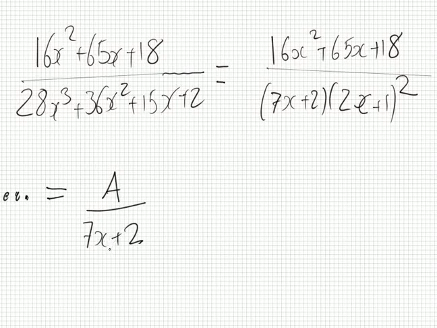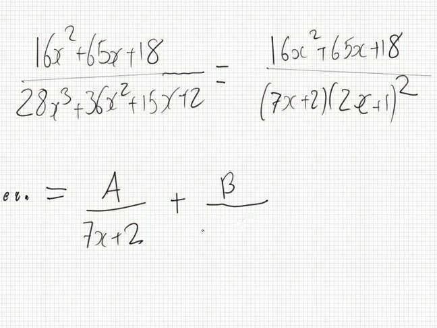That's, I think, fine. But what do we think for the next piece? Yeah, B over 2x plus 1. But this is the problem. There's only 2 brackets here. If I add these together, the denominator will be a quadratic, not a cubic. So I still need something else.